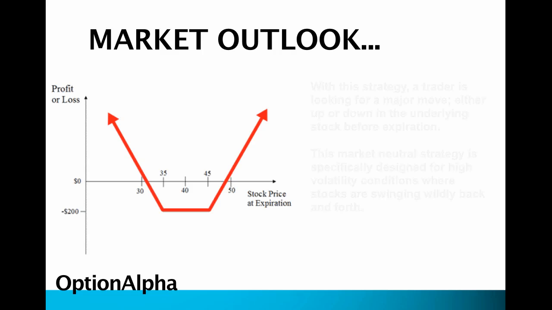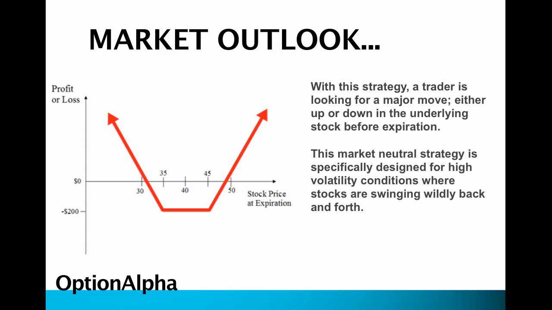So the market outlook for this strategy looks similar to this as far as a profit loss diagram, but what you're really looking for is a major move in either direction, up or down, in the underlying stock before expiration. Now this is different from a straddle.